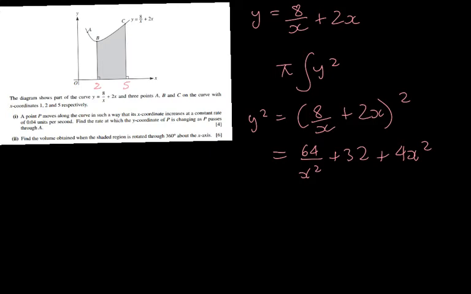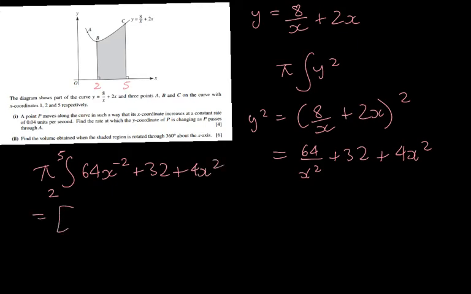Then we're going to set up our integration, so it's going to be pi, we'll leave that for later. It's between 5 and 2, and our y squared, we just worked out, is 64, and at this stage here I'm going to make that x to the power of negative 2, just so it makes it easier to integrate, plus 32 plus 4x squared. So then I whack that into some square brackets, put the 5, 2 there, leave the pi out the front for later, and then let's do our integration.